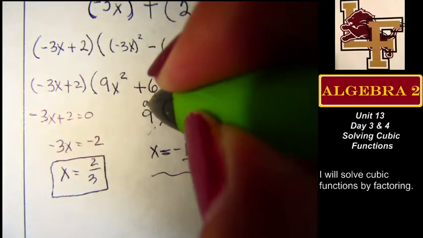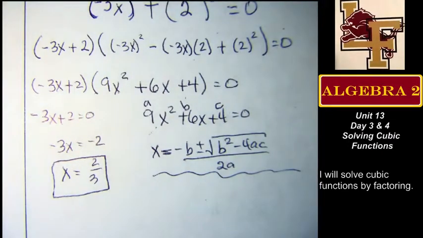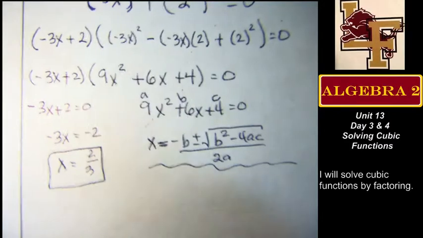Where this number is a, this number is b, this number is c, and you ignore the x variables. Just grab just the numbers.